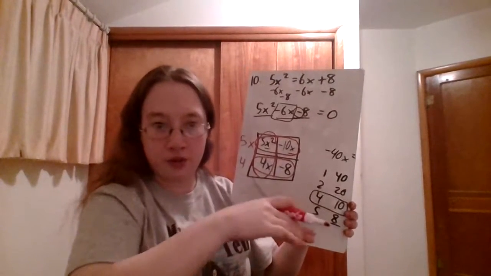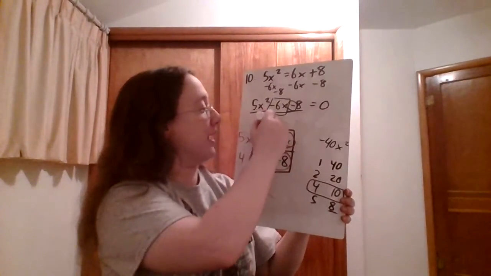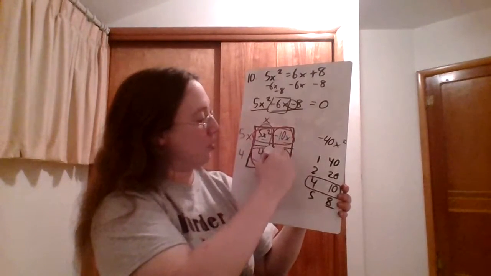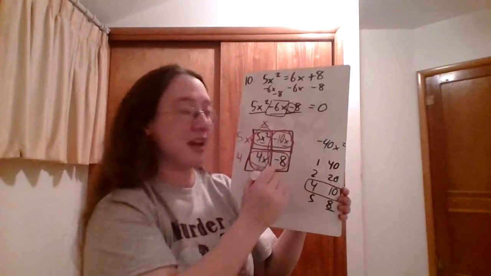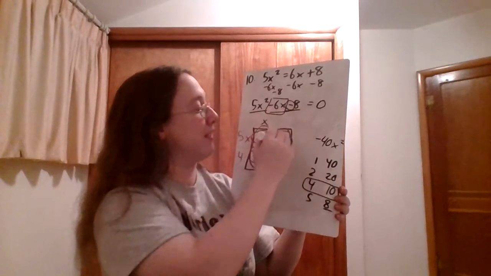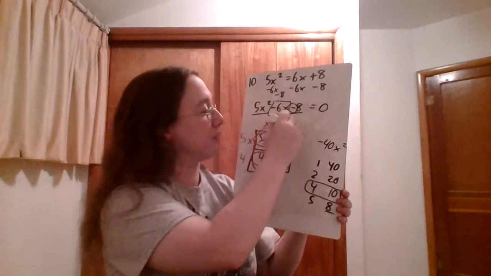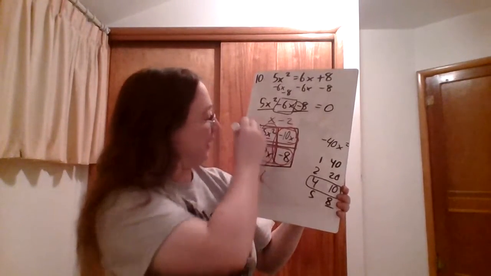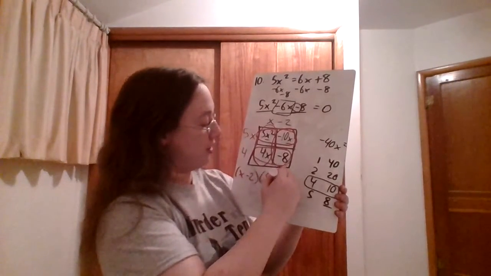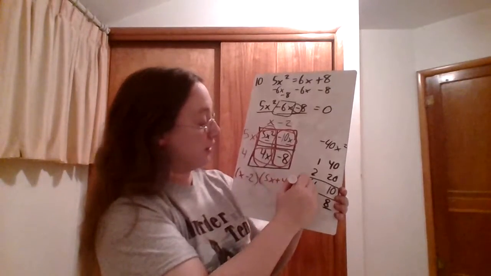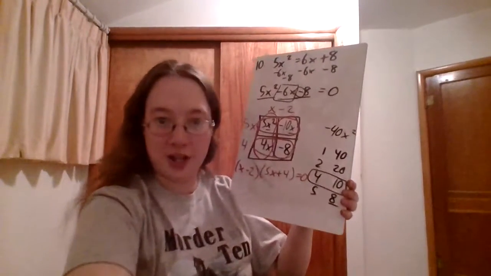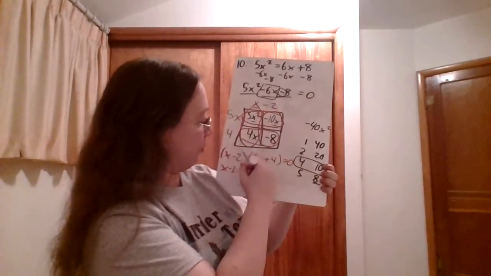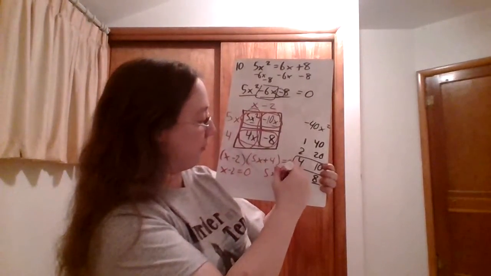Okay, biggest thing that goes into 4 and 5 is just 1. That gets an x, because both of those had an x. And the biggest thing that goes into both 8 and 10 is 2, but it's a negative because we got that minus there. So we got an x minus 2, and that 5x plus 4. And then just watch out, we're not done, because we still want to go x minus 2 equals 0, or 5x plus 4 equals 0.